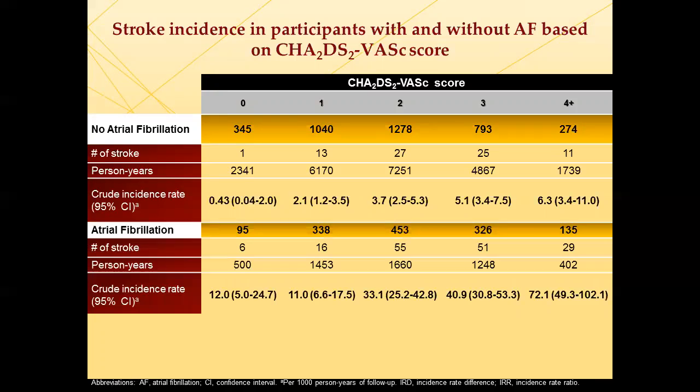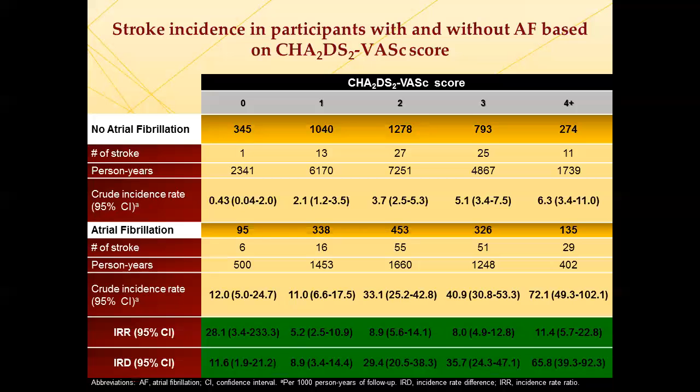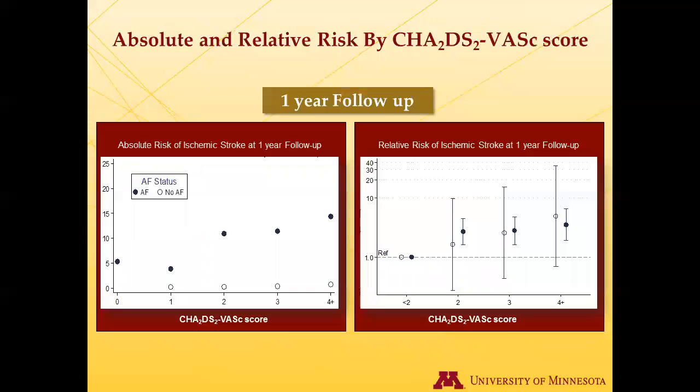When we compare that to the AFib cohort, it starts at 12.0 and goes all the way to 72.1. So even participants with a 0 CHA2DS2-VASc score, by adding AFib, their stroke rate is really high. The incidence rate ratio and incidence rate difference have the same signal, from 11.6 all the way to 65.8. So there's an increase, similar to what we have seen in past studies, of increased risk of stroke as the CHA2DS2-VASc goes up.